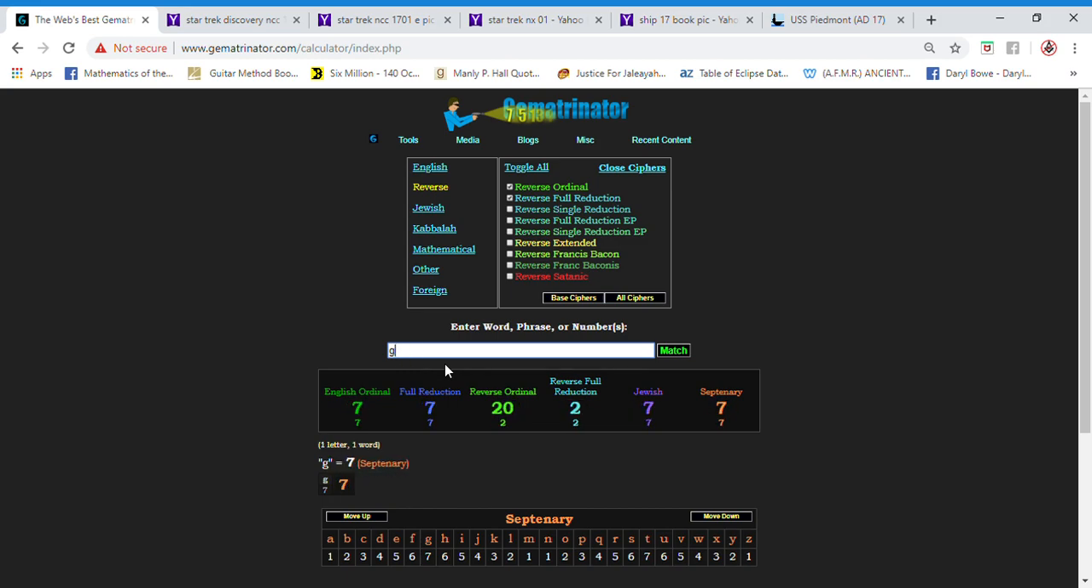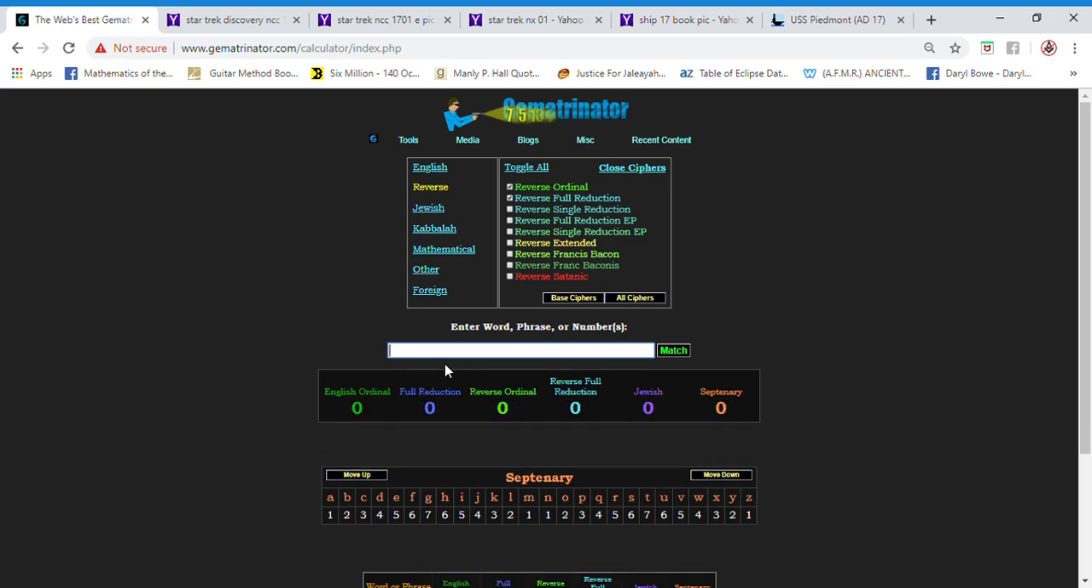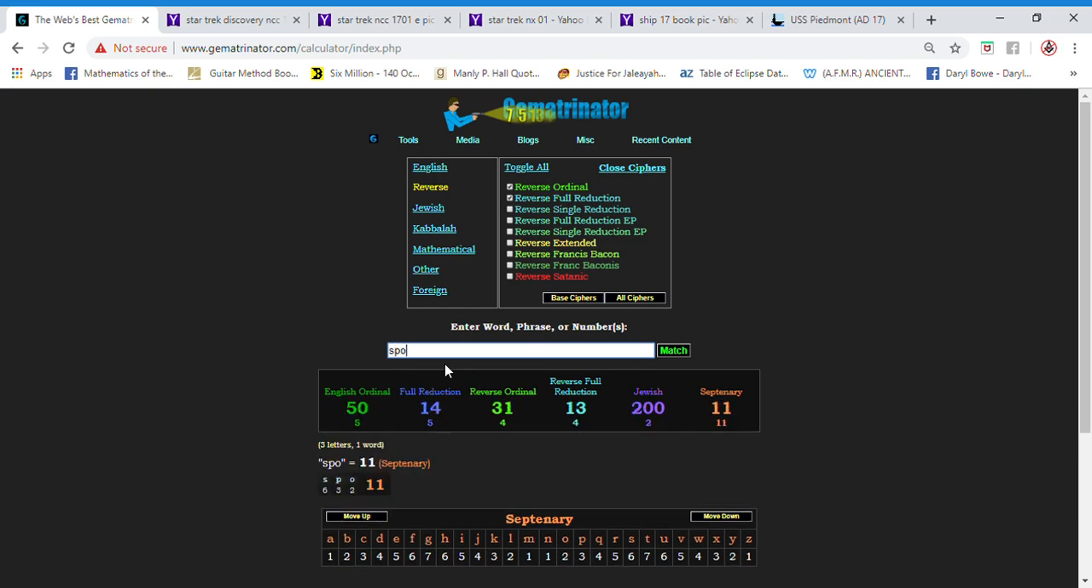It's amazing how much time and effort Star Trek took to code so many of their characters and words that are in the series. For instance, like Spock. Okay, Spock is 19, right? And what is Spock? He is a Vulcan. 19, okay.